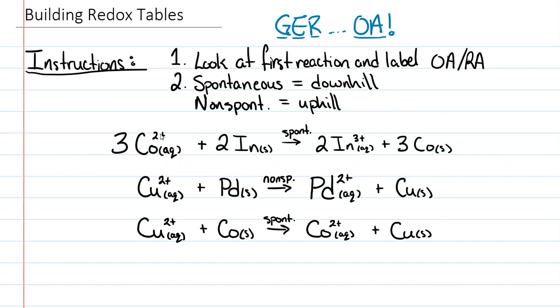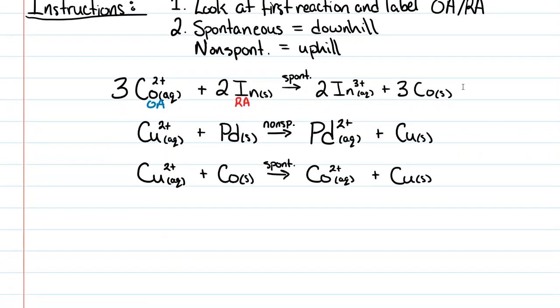So cobalt starts as 2 plus and ends as neutral while it's becoming more negative, and that sure sounds like it's gaining electrons. So I'm going to label it as the oxidizing agent. If it's the oxidizing agent, then indium must be the reducing agent. Nice. So now I'm just going to place cobalt down here on the left-hand side. I'm going to put cobalt 2 plus aqueous.